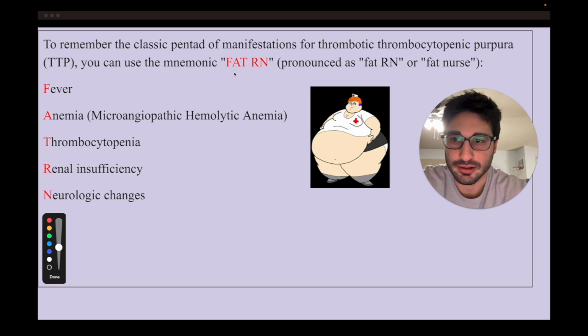To remember these 5 important findings: the F is for fever, A is for anemia, T is for thrombocytopenia, R is for renal insufficiency, and the N is for neurologic changes. So let's go over the pathophysiology of what happens in TTP.